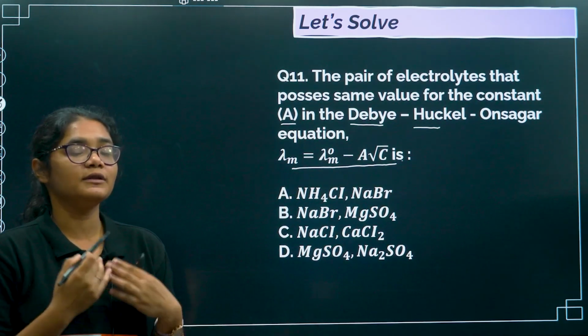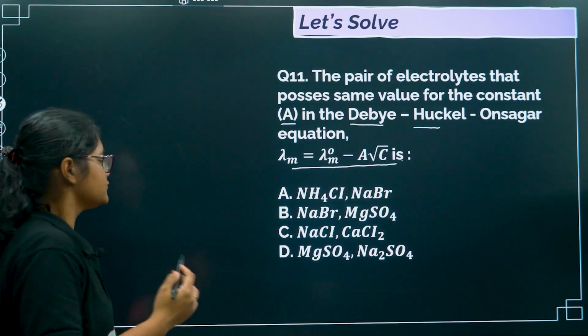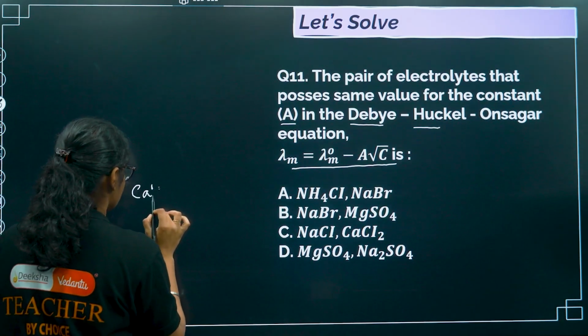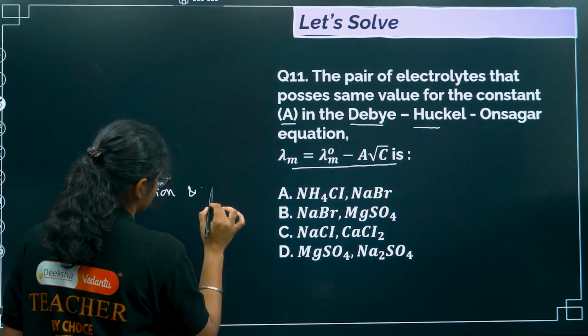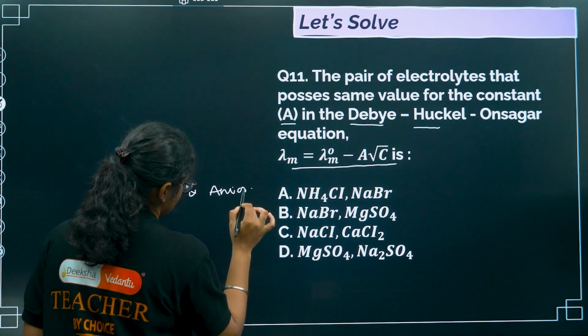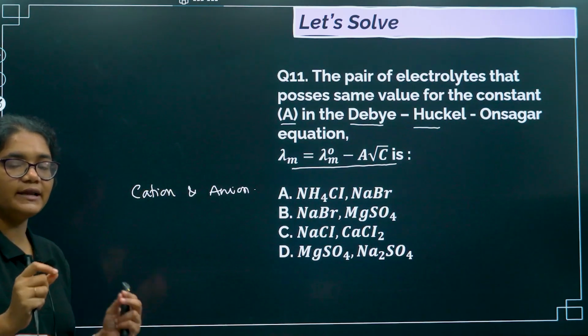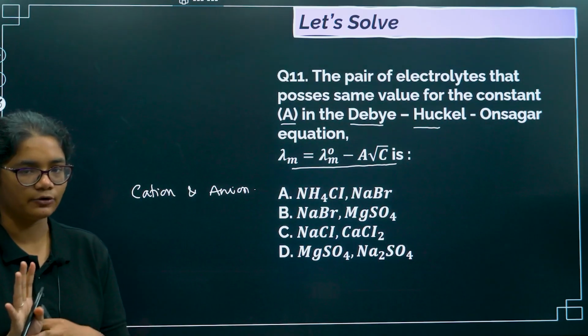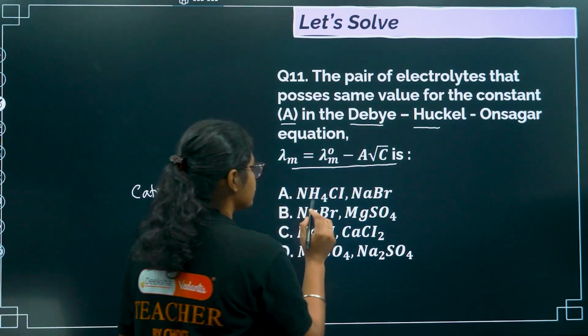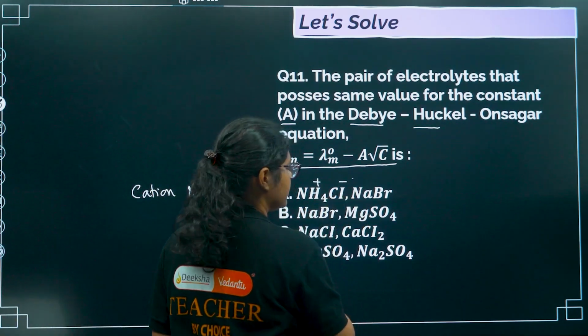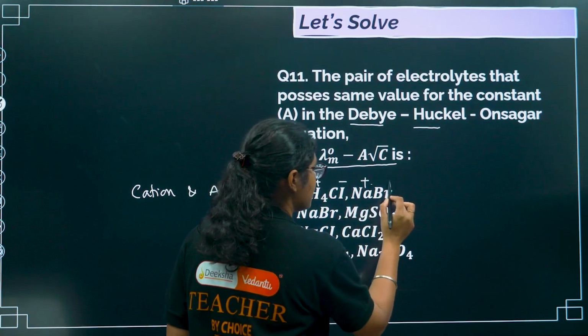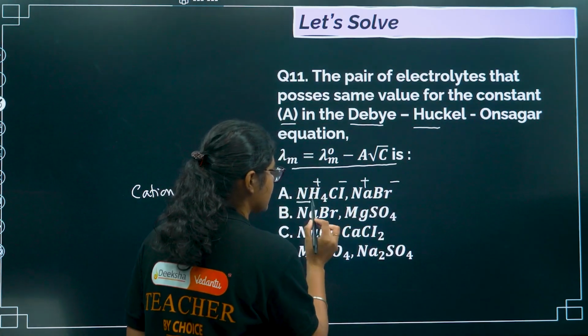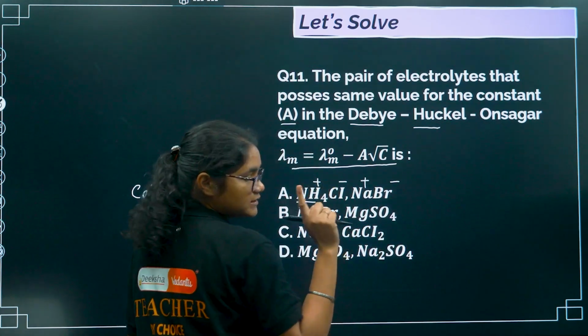Now what do you mean by same type of electrolytes? If the charges of the cation and anion of both the electrolytes are of the same type, then they are called same type of electrolytes. We'll see with an example. This is NH4 plus, this is Cl minus, this is Na plus, and this is Br minus. So here what is the cation charge? 1, and this chlorine charge is minus 1.